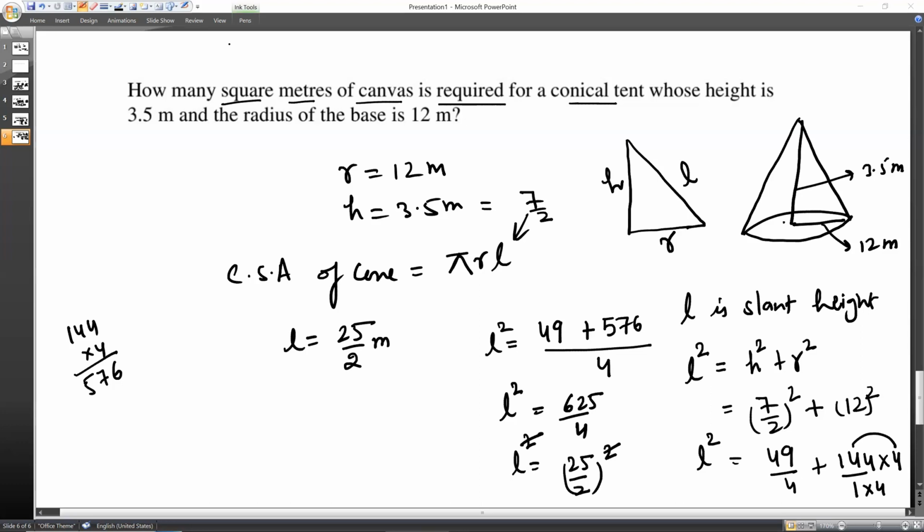You understood, Alvina and Rima, how you get this L, the value of L? You understood? Yes, sir.